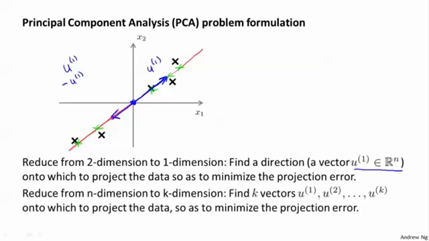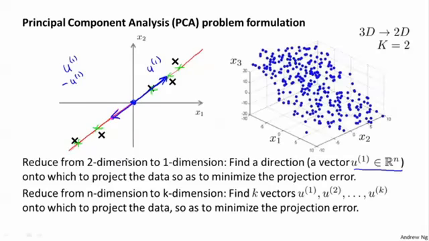In that case, we want to find not just a single vector onto which to project the data, but k dimensions onto which to project the data so as to minimize this projection error. So here's an example. If I have a 3D point cloud like this, then maybe what I want to do is find a pair of vectors, and I'm going to draw these in red.